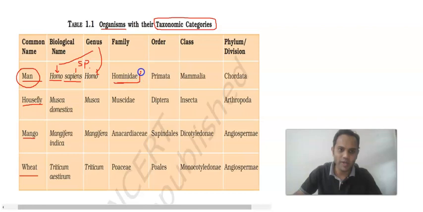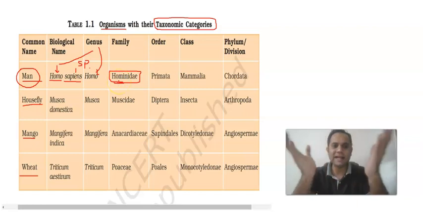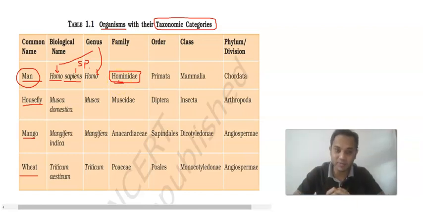So what characteristics does Hominidae have? These are called the great apes. You might have heard the examples of chimpanzees, gorillas, orangutans, humans. All these belong to the family Hominidae. Then after that, the human being, or man, belongs to the order Primata. So what are the different characters that Primata have? They have grasping hands. They have front-line vision.